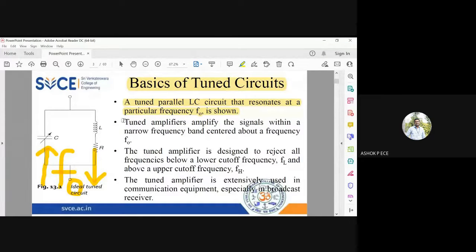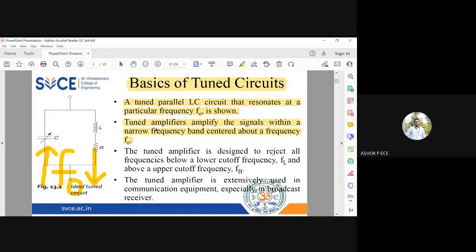Compare conventional common emitter amplifiers with tuned amplifiers. Common emitter amplifiers have a very wide bandwidth. You know the frequency response graph we did in the lab, right? The gain is constant for a longer band of frequencies, and then it falls down. But with tuned amplifiers, since they work only at one particular frequency, you have maximum response only at that particular frequency. On either side of the central frequency F naught, the gain falls down very sharply.